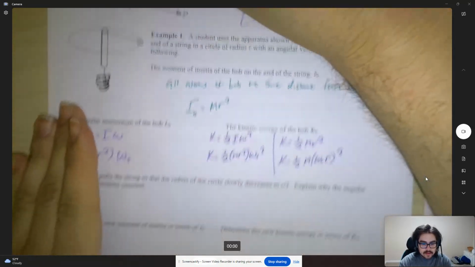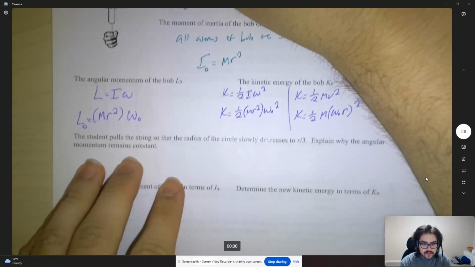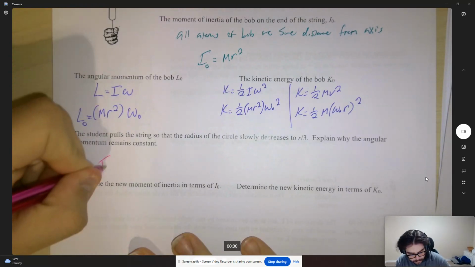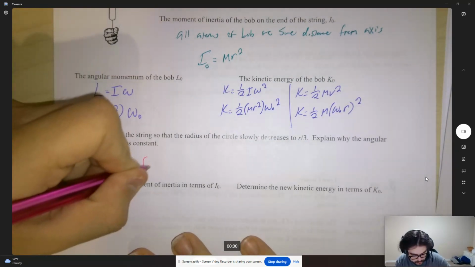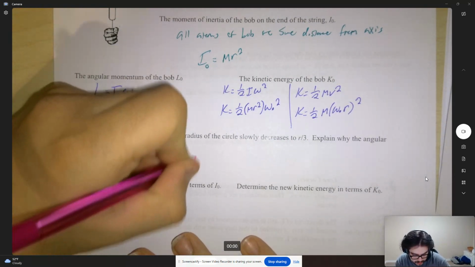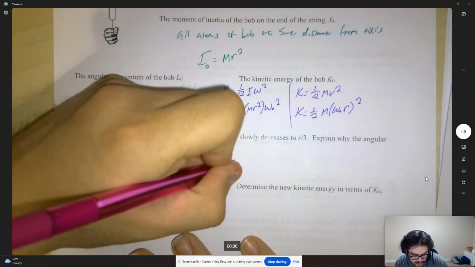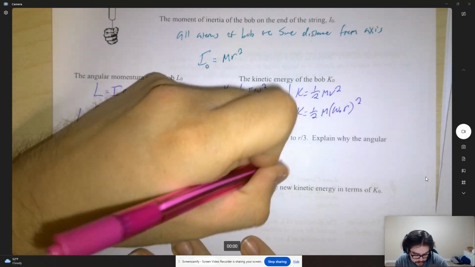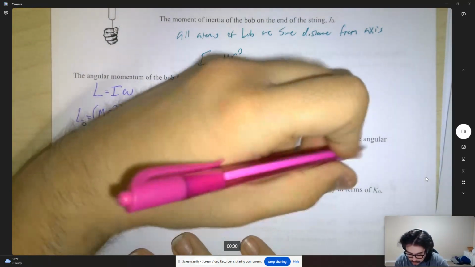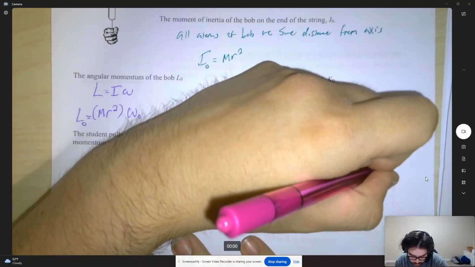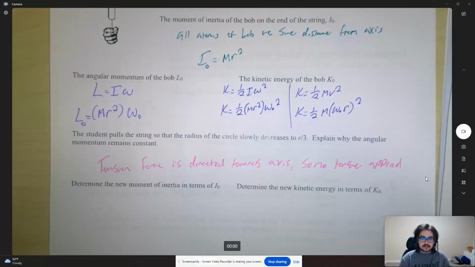If you pull on the string and decrease the radius, then the angular momentum should remain constant, because the tension force is directed towards the axis, so there's no torque applied as a result.